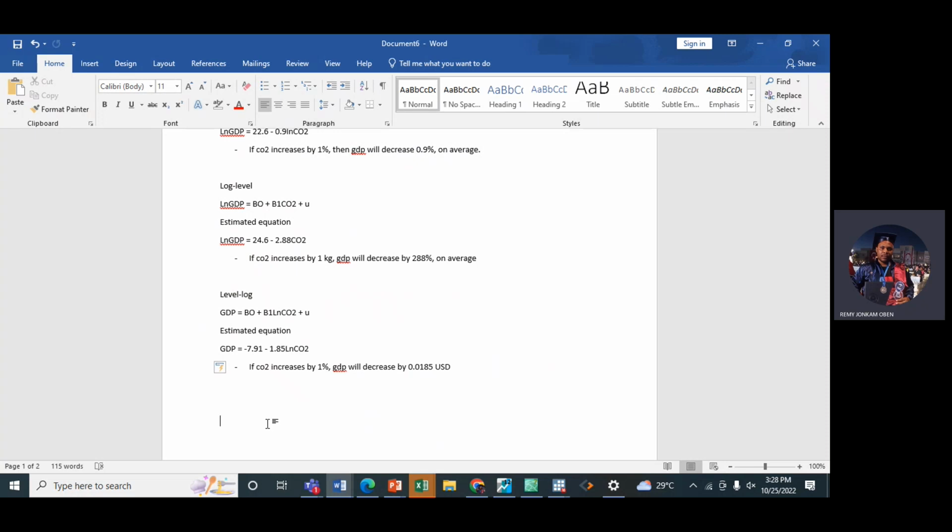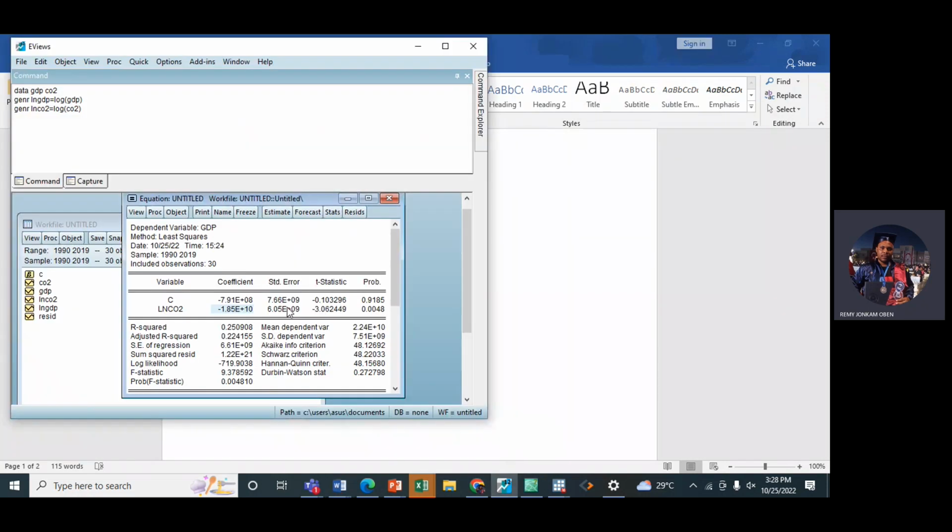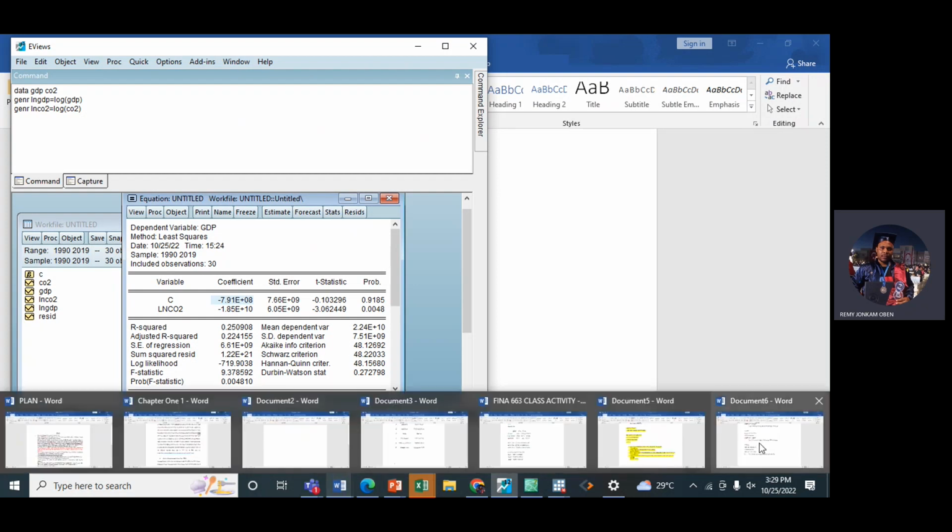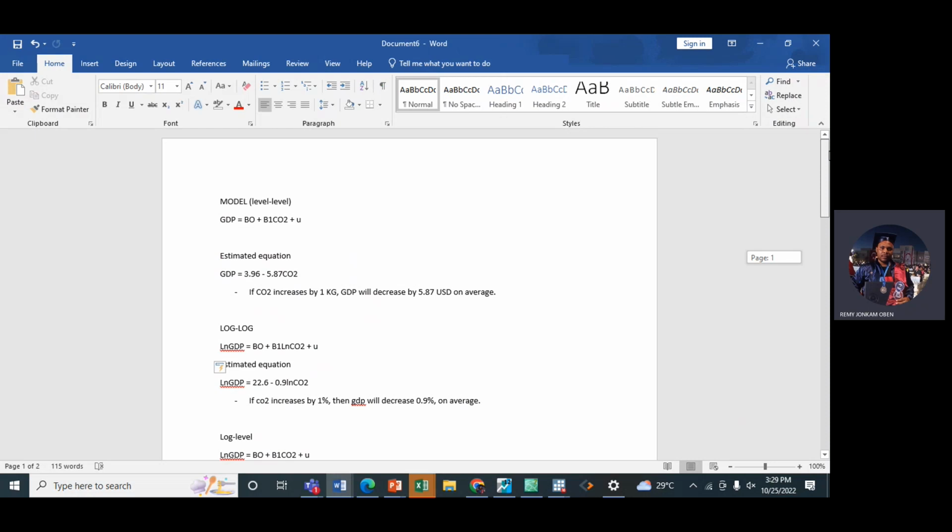Okay, guys, so that's how we interpret coefficients after we have estimated our equation. If I go back to EViews, you will notice that we have the coefficient and we have the constant term. But why are we interpreting only the coefficient? Why are we not interpreting the constant? Of course, we have to interpret the constant as well. So here the constant is 3.96. How do you interpret it?